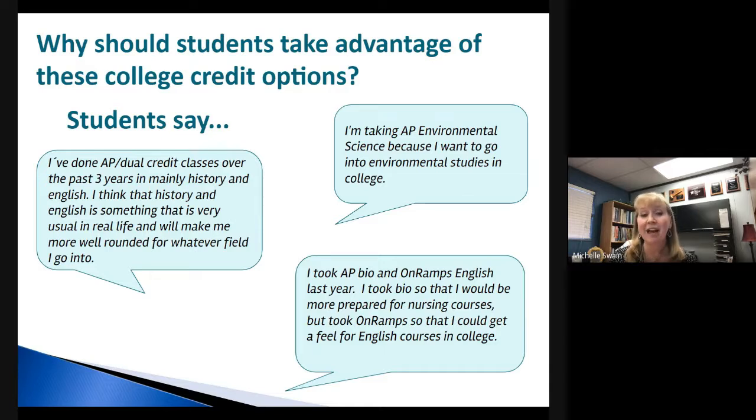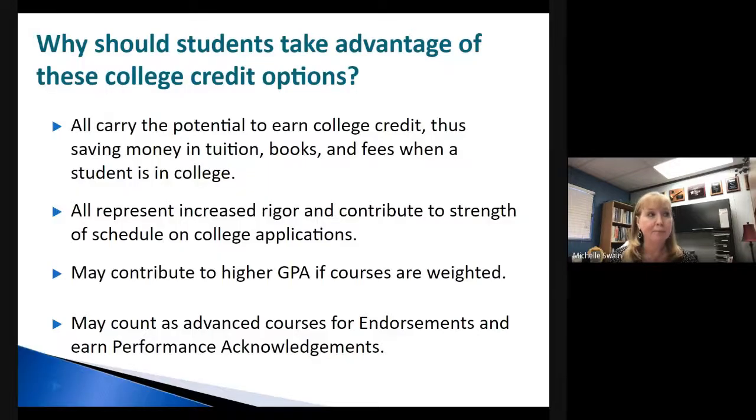I took AP Bio and On-Ramps English last year. I took Bio so that I'd be more prepared for nursing courses, but took On-Ramps so that I could get a feel for English courses in college. So there's lots of different reasons that students take different courses, and we do offer some of the same base course content across multiple different platforms and programs of courses. So students really need to know and understand what each of these course options is like so that they can choose what is going to be the best fit for them. So again, all of these carry the potential to earn college credit. And if you are like me, and I reiterate, I have two in college right now, the idea of saving money in tuition, books, and fees while your student is in college is really important.